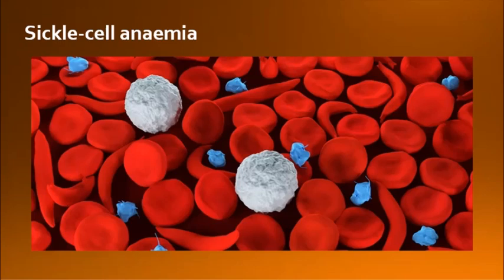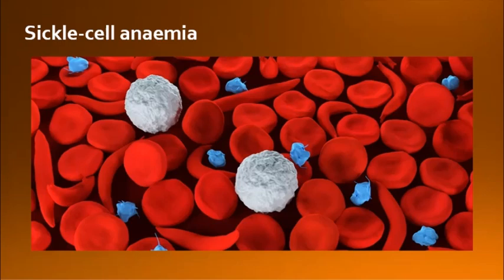Now another example is sickle cell anemia. Sickle cell anemia is a hereditary disease. That means it can be transferred from one generation to the other, and it is caused due to a mutation in a single gene. And as it is caused by a mutation in a single gene, it is a monogenic disorder. Now, normally the hemoglobin has glutamic acid, but the glutamic acid is replaced by valine. And as it is replaced by valine, the shape and the structure of the hemoglobin changes.